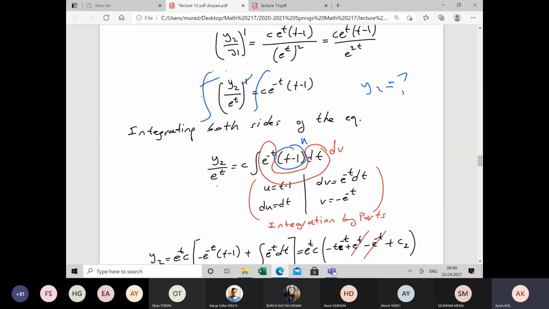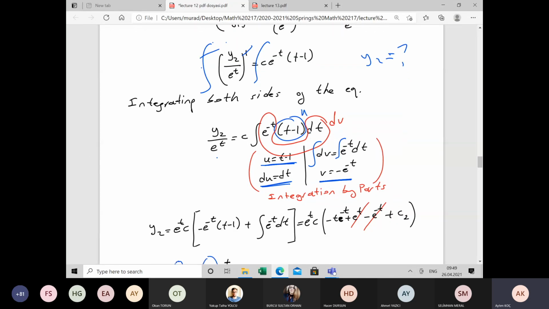Using the integration by parts, u is t minus 1. What's du? du is dt. dv is this one. Integrating both sides, we obtain v, which is minus e to the minus t.